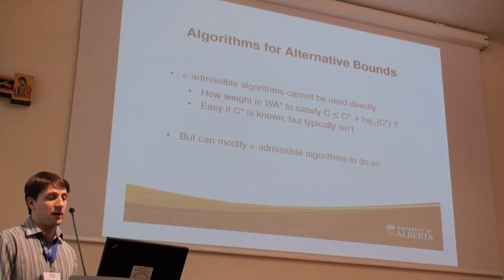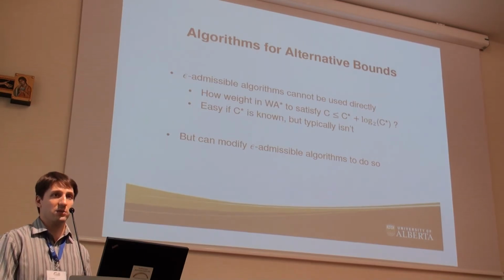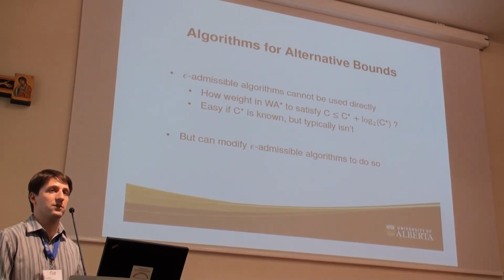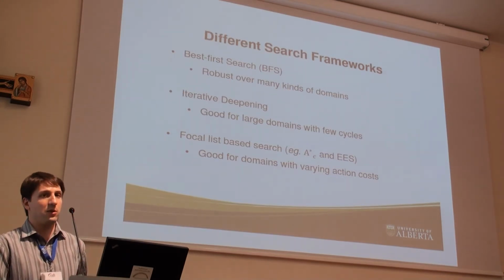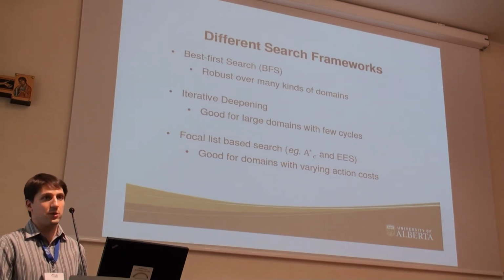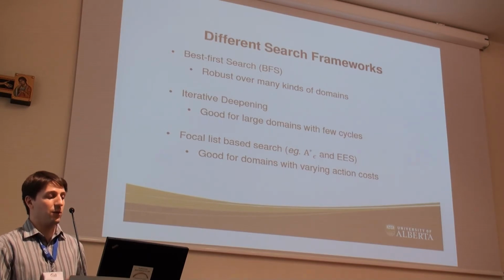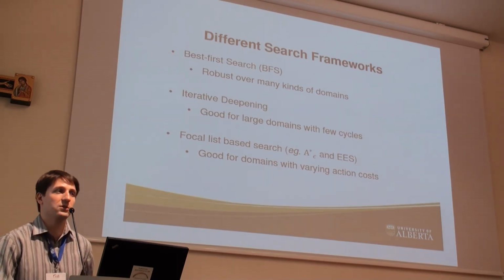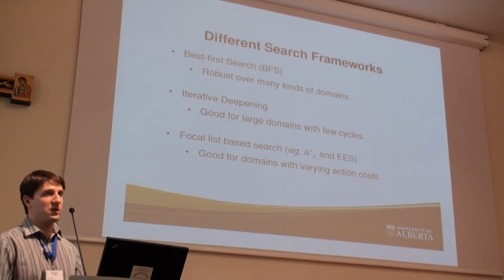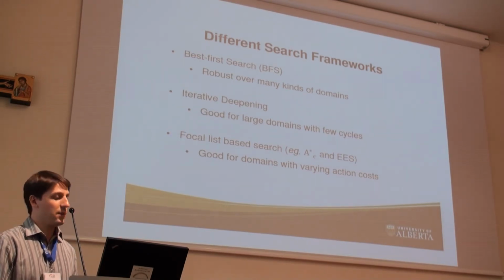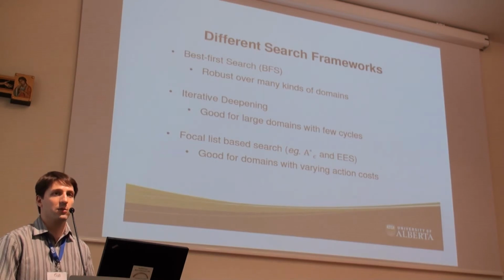But we can modify existing epsilon admissible algorithms, if we do so appropriately, in order to satisfy a large class of bounding functions. We do this, in fact, in the paper in 3 different frameworks: best first search, iterative deepening, and focal list-based search, which are things like A star, epsilon, and ES. That's the name I use for them. In this talk, I'm only going to talk about best first search. If you want, you can ask about the other ones later or see the paper on how we do that as well.